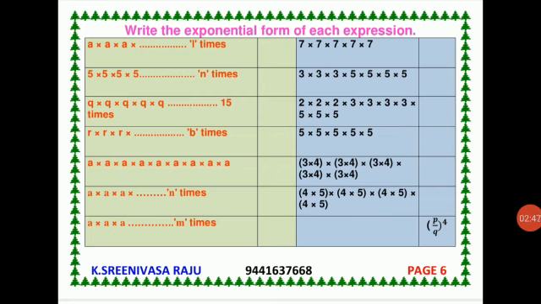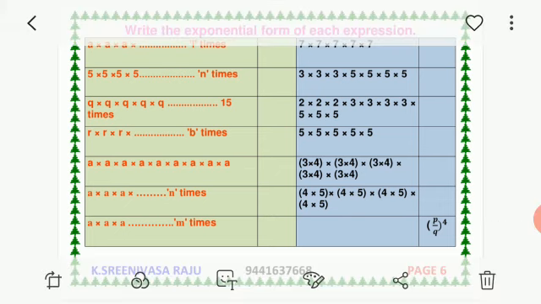Write the exponential form of each expression. A into A into A into dash dash dash L times can be written as A to the power of L. 5 into 5 into 5 into 5 dash dash n times can be written as 5 to the power of n. In the same way, do the remaining problems in your notebook.